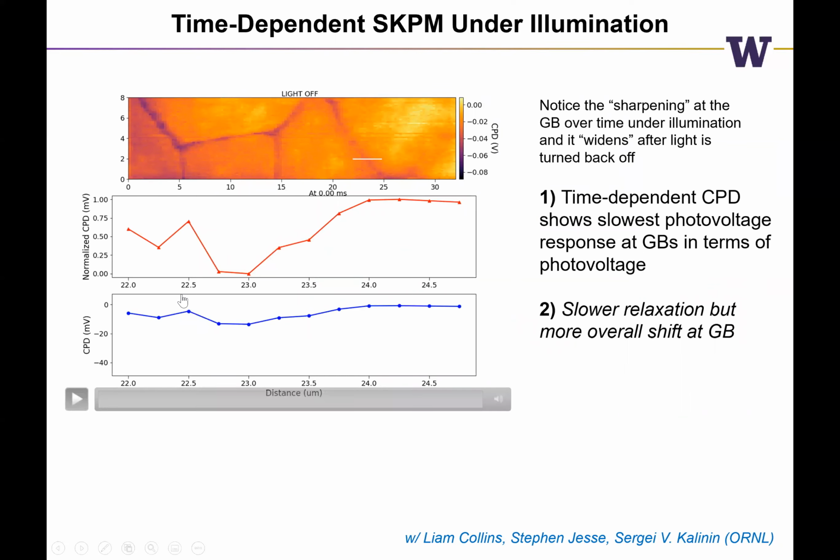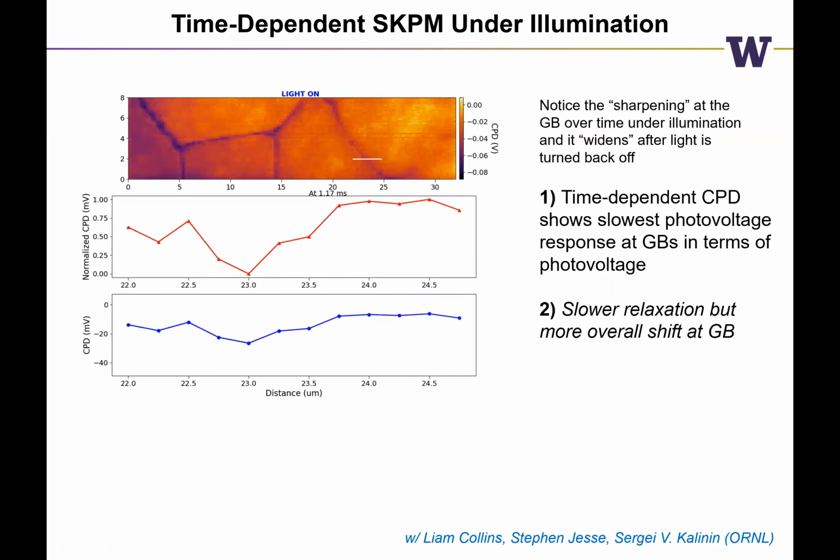This might be shown a little bit more clearly in this movie. In this case, we have a contact potential image at the top, shown at each individual time slice, and where this white line is, we're mapping out the contact potential across that grain boundary. The dark lines at the top are boundaries between the different crystals in these materials because it's a polycrystalline substrate. In the red is the normalized contact potential across that grain boundary, and the bottom is the raw. So hopefully this plays.